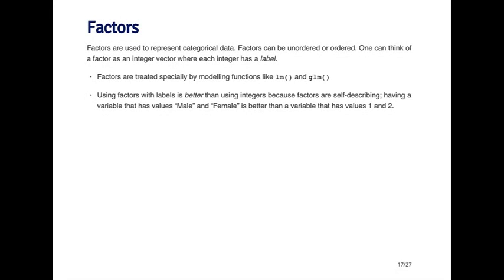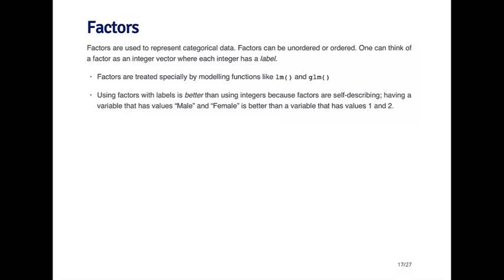So a factor is a special type of vector which is used to represent categorical data. There are two types of factors, unordered or ordered. You can think of this as storing data that have labels that are categorical but have no ordering, for example male and female. Or you can have ordered factors which might represent things that are ranked. So they have an order, but they're not numerical.